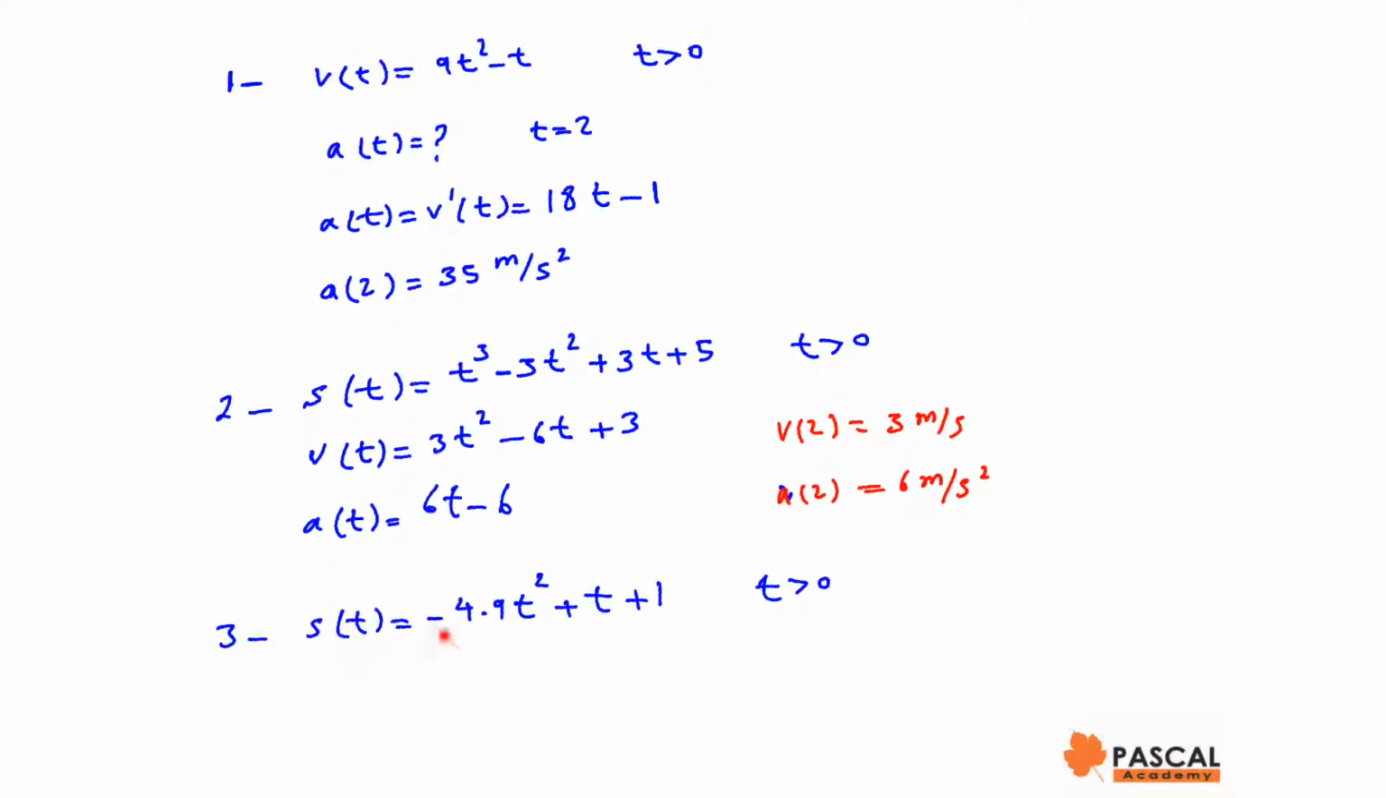Example 3. s of t equals negative 4.9t² plus t plus 1, for an object that is moving on a straight line. t is in seconds and s is in meters as usual. Find the initial velocity of the object. We are looking for velocity of the object. We take the derivative of s of t. Initial velocity means velocity when time is 0. Initial velocity of the object is 1 meter per second.